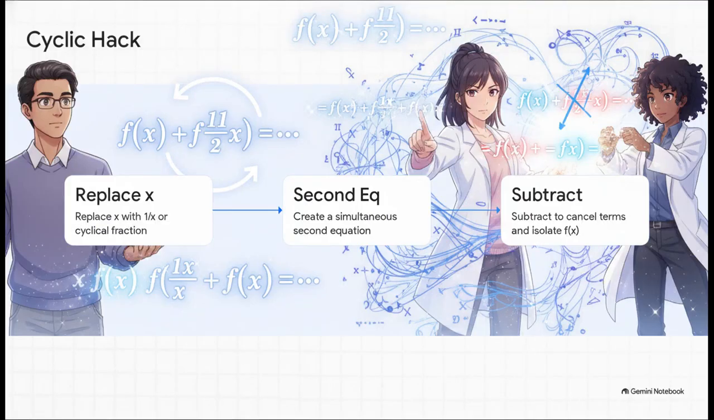Now, what's really interesting here is the cyclic substitution hack. If you see an equation with f of x and f of 1 over x, don't panic. Simply replace x with 1 over x across the entire board. This instantly creates a second, simultaneous equation. From there, you just use standard elimination, subtract one from the other to cancel out those messy terms and completely isolate f of x. It honestly feels like magic, but it's just brilliant structured algebra.